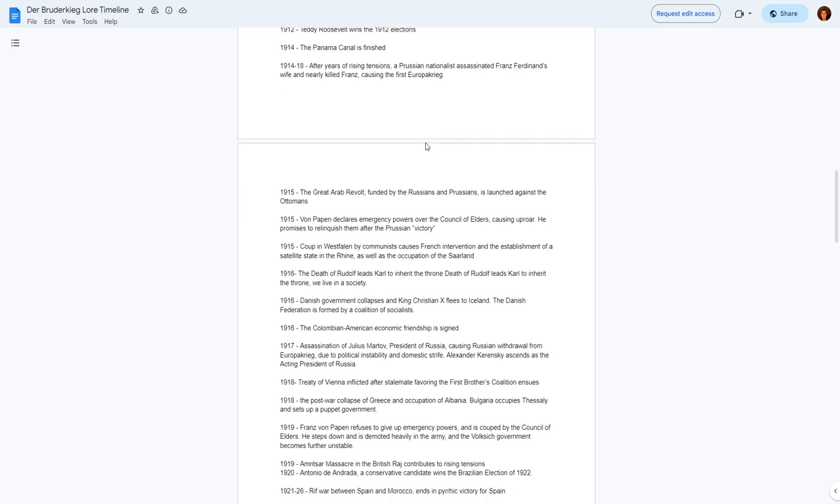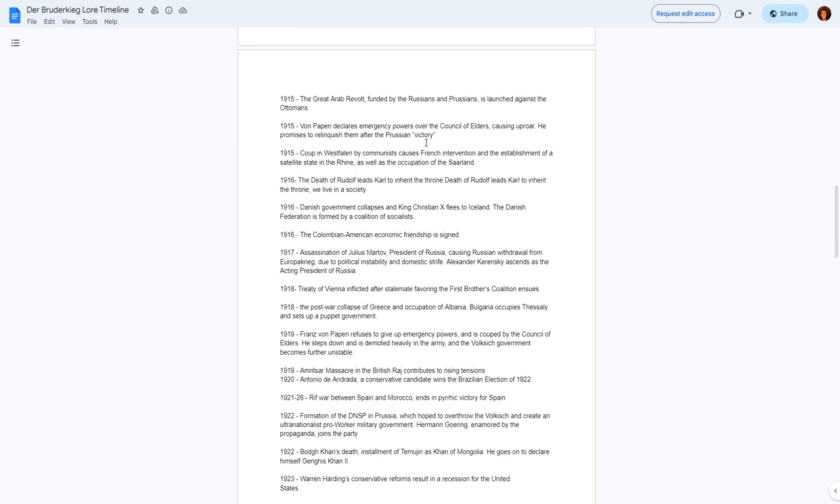1919, Franz von Papen refuses to give up emergency powers and is couped by the Council of Elders. He steps down as he is demoted heavily in the army and the Volkisch government becomes further unstable. 1919, Amritsar massacre in the British Raj contributes to rising tensions.